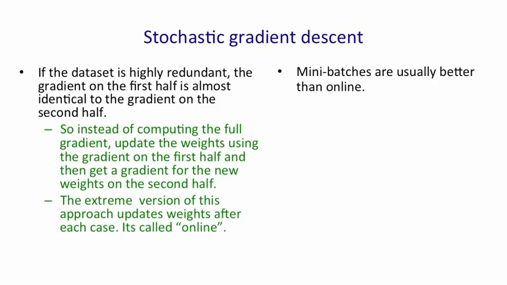In general, we don't want to go quite that far. It's usually better to use small mini-batches, typically 10 or 100 or even 1,000 examples. One advantage of a small mini-batch is that less computation is used for actually updating the weights, because you do that less often compared with online.